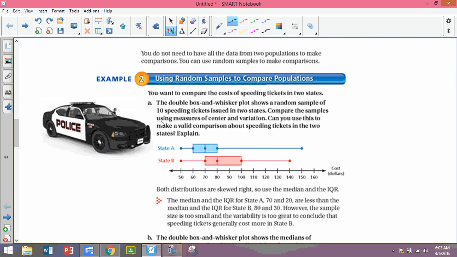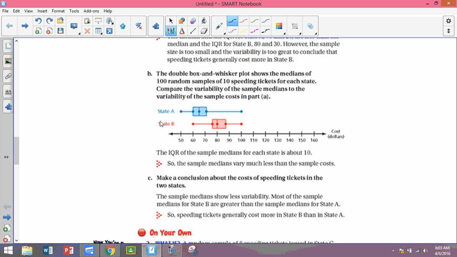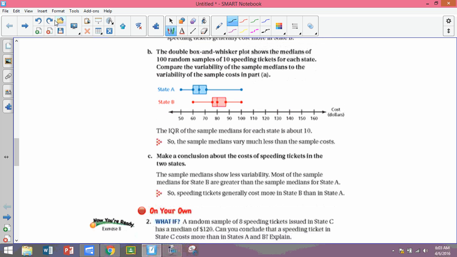Okay. So here's another example. We're going to skip A and go down to B. You have a double box and whiskers plot that shows the medians of 100 random samples of 10 speeding tickets for each state. You're going to compare the variability of the sample means to the variability of the sample costs.